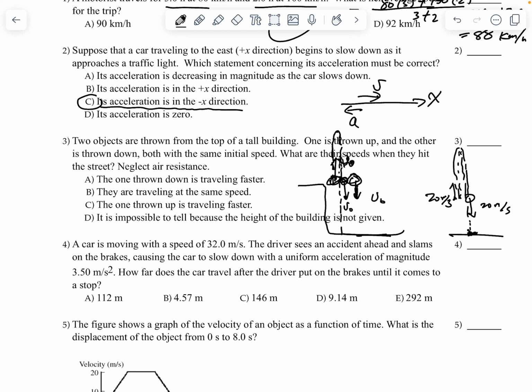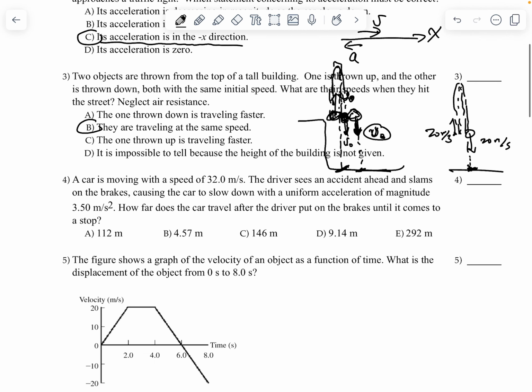This other one moves down directly with this initial velocity, then keeps going down. So when the first one goes up and comes down, here it is 20 meters per second, the same as this one, 20. This is v naught down. So they will hit the street with the same speed.